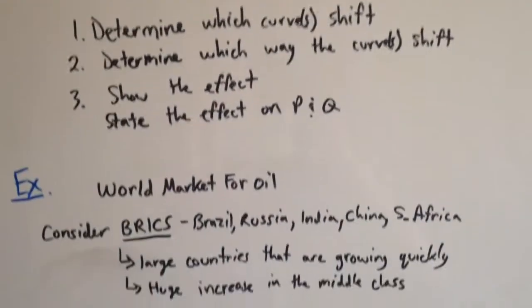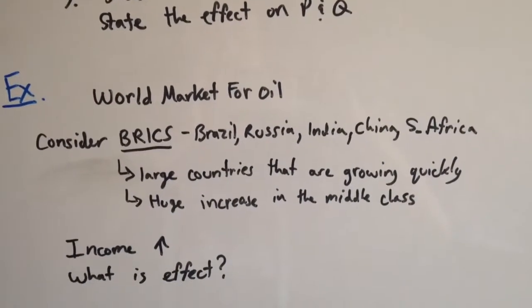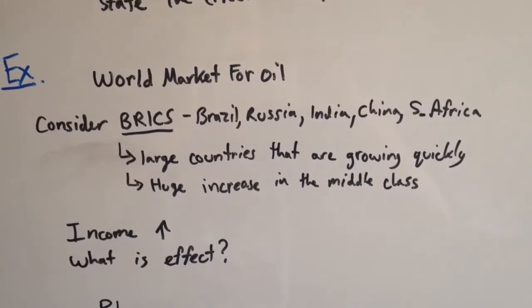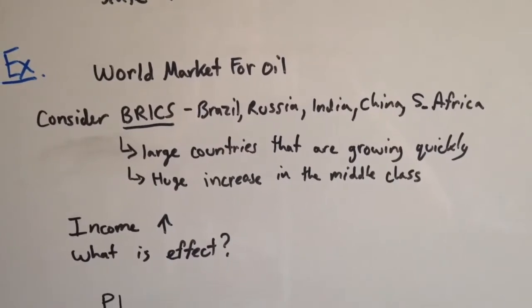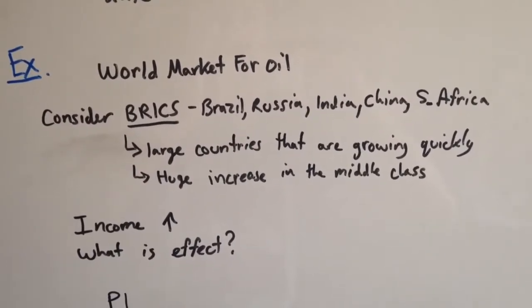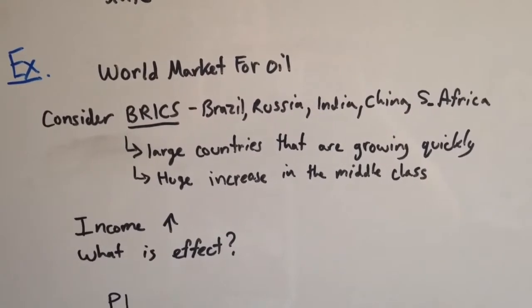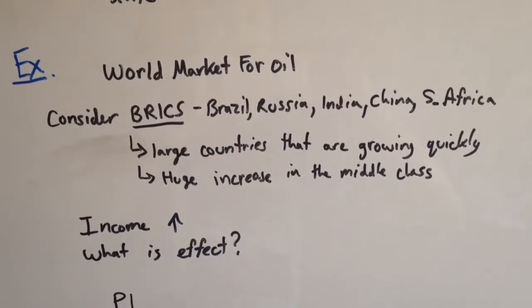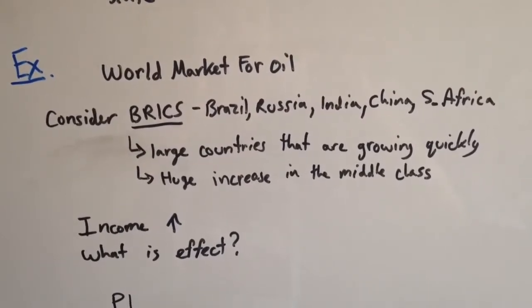So here's our example of the world market for oil. Consider BRICS. BRICS is an acronym for Brazil, Russia, India, China, and South Africa. These are large countries that are growing quickly, and incomes are going up, so there's an increase in the middle class. So if incomes are increasing, what is the effect?